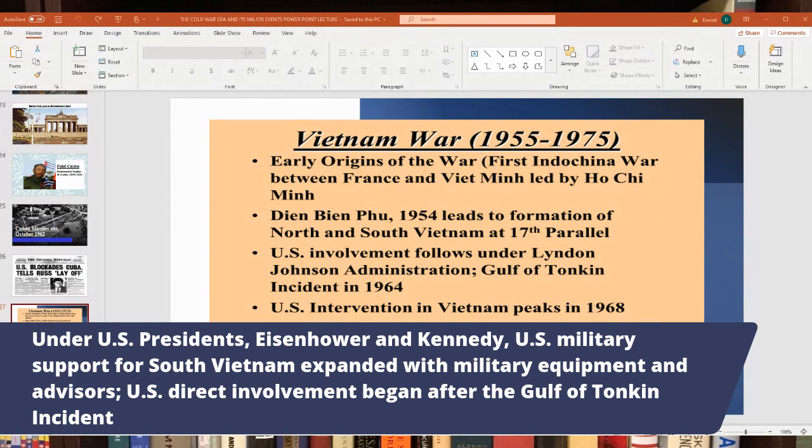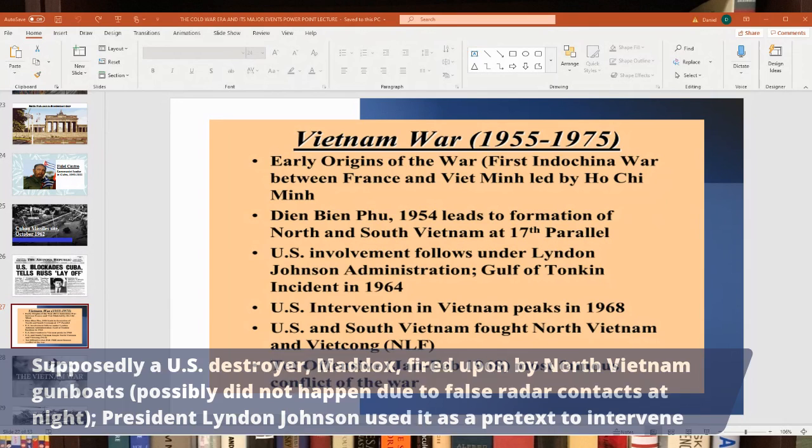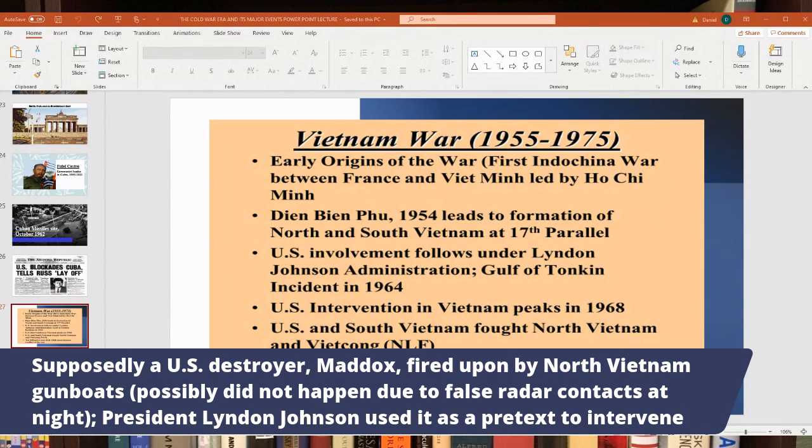And what happened was under American presidents, mostly Eisenhower and then Kennedy, we began to support it more. South Vietnam was sent advisors and military equipment to help fight the North. And over time, the United States got involved because of an incident that happened in the Gulf of Tonkin, called the Gulf of Tonkin incident. It's believed to be an incident where one of the United States' destroyers, the USS Maddox, and I think another ship called the Turner Joy as well, was fired on by North Vietnamese gunboats. They actually think it might not have happened because it happened at night. They thought they saw something on radar, and so they shot at them. And so maybe not. They're not sure. I think there's a debate about whether it really happened or not.